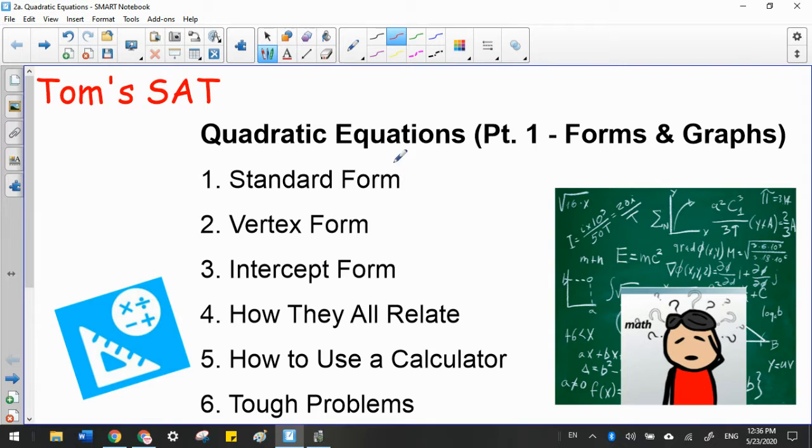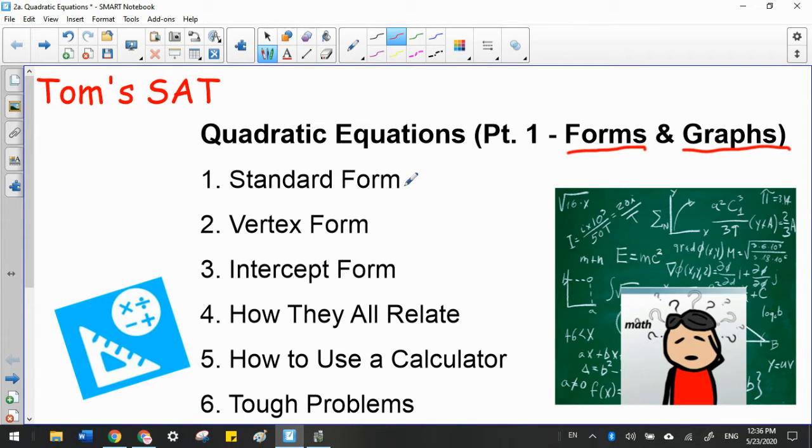Today we are learning quadratic equations, and if you guys have gone through Algebra 1 and Algebra 2, you know that there's a lot of things to find out about quadratic equations. But for today, we're only going to focus on the three different forms of what quadratic equations look like and how they relate to the graphs of quadratic equations.